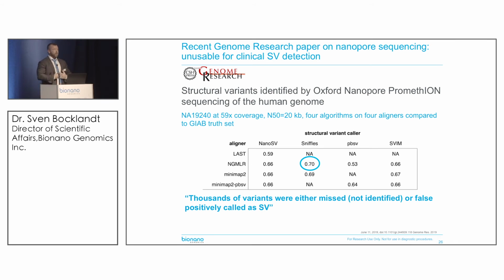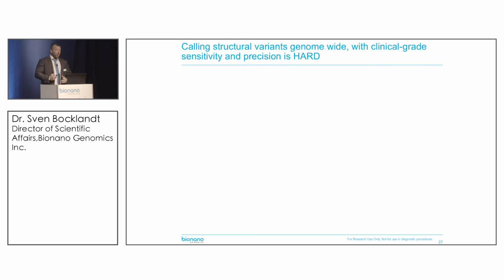Now, I'm not a clinician, but I do know that I wouldn't want to analyze a patient genome having to start with thousands of missing and thousands of false positive calls. That sounds like thousands too many to me. And their sensitivity for inversions is just 15%. They miss 85%, and of those, 70% are false. So it's just not usable. So calling structural variants genome-wide with clinical-grade sensitivity and precision is hard.